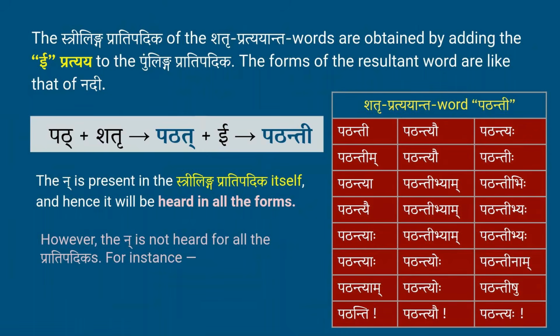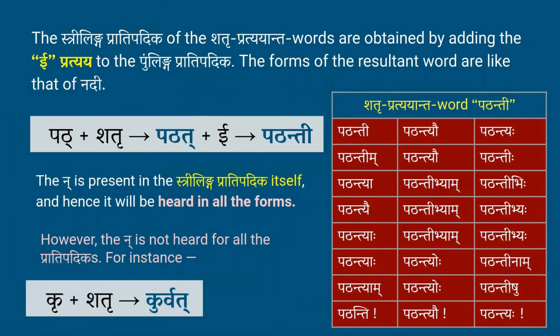However, this na is not seen in all the Pratipadikas. For instance, the Shatru Pratyayanta form of the kru verb is kurvat, and when e is added to this word, the result is kurvati and not kurvanti.